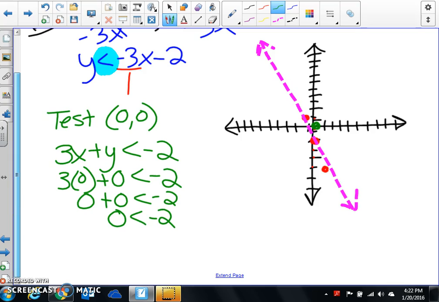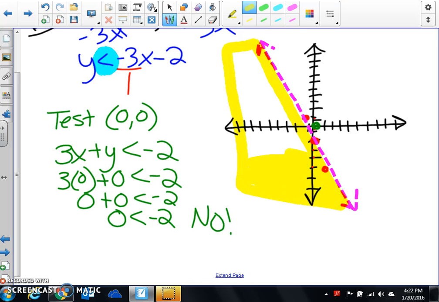So now once again, I ask myself, is this a true statement? No, that is not true. So if it's not true, obviously the point 0, 0 is not a solution within that graph. So I have to go the opposite way with my shading. I would go below the line so that the origin is not included in that solution. If I had gone above, remember that origin would be in there, and we know for a fact it's not a solution. So I go the opposite way.